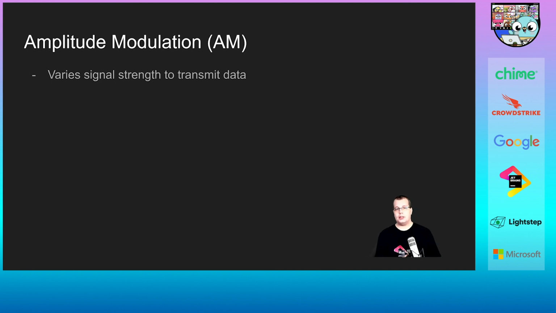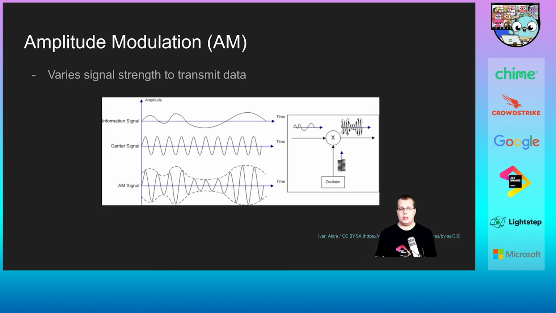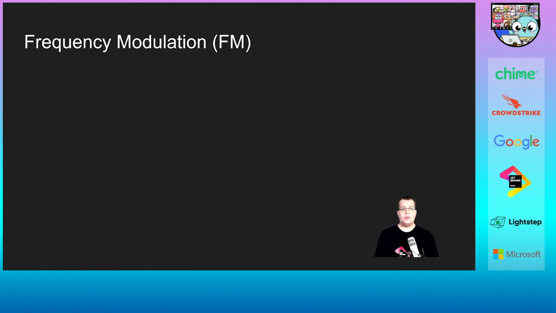It varies the signal strength of the carrier wave to transmit data. And in practice, it looks something like this. We have our information signal, which is this one, and we have our carrier wave, which looks very constant. So how do we transmit data using these two pieces of information? Well, we can vary the amplitude of the signal, which will allow us to shape the peaks such that it forms our information signal.